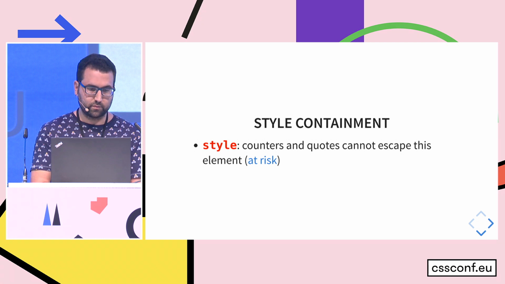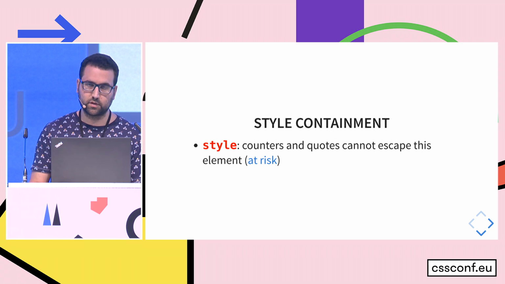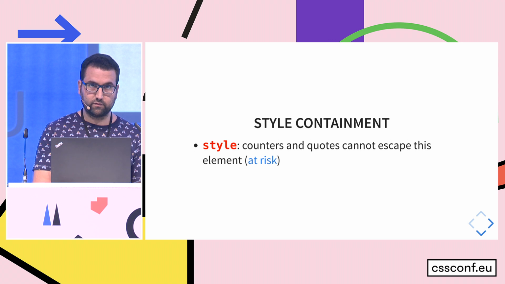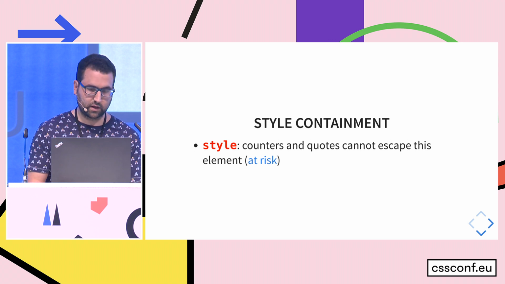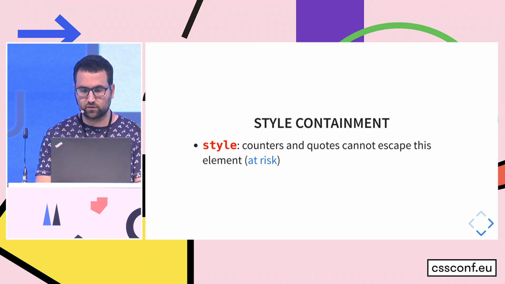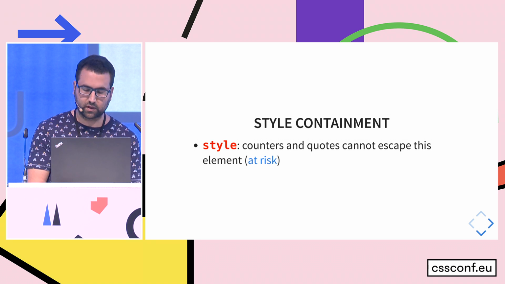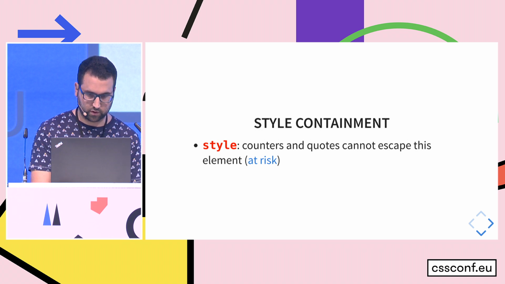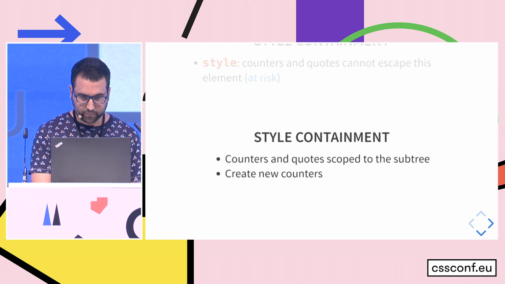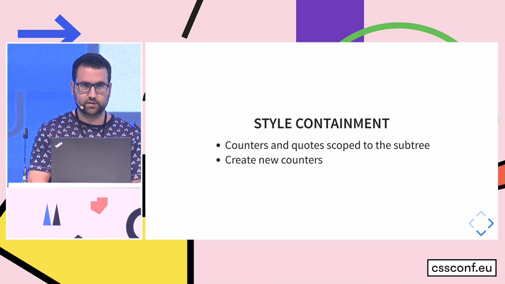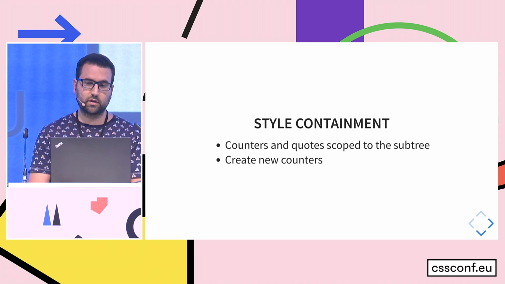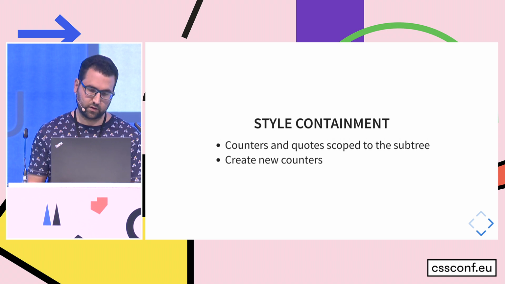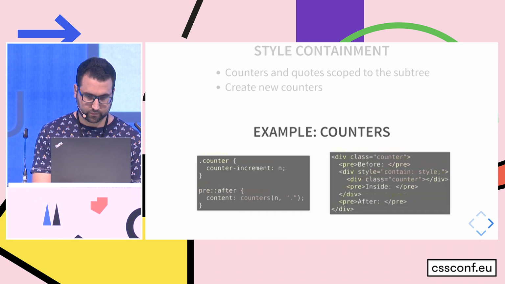And also, Chromium's implementation of style containment is pretty broken, so it only works for the very simple cases. So if any of you find a use case that can get performance benefit with style containment, share it with the CSS working group and the GitHub repository, because that will be valuable information to know if we need to keep this value or not. So basically, the effects are that the counters and quotes are scoped to the subtree, and that when you try to increment a counter, you actually are creating a new one instead of incrementing it.